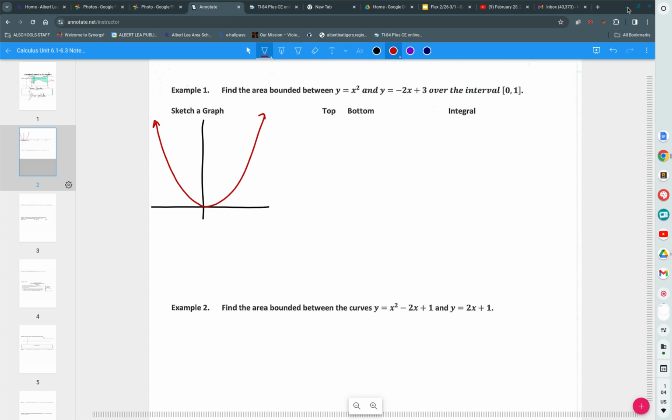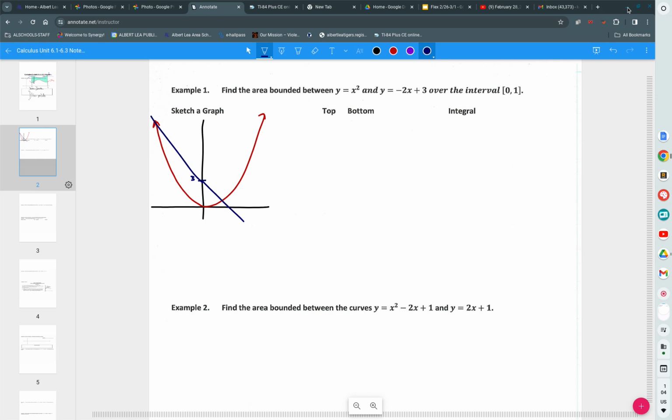And then I have y equals negative 2x plus 3. What shape does that make? Just makes a line, and it passes through 3. Okay. And in this situation, it doesn't say that we are going to bound it by its intersection points. It says that we are going to bound it from 0 to 1.